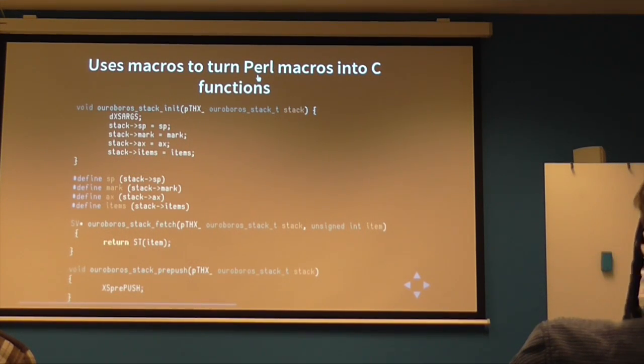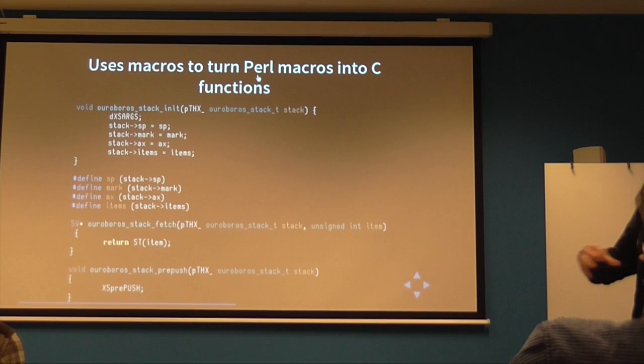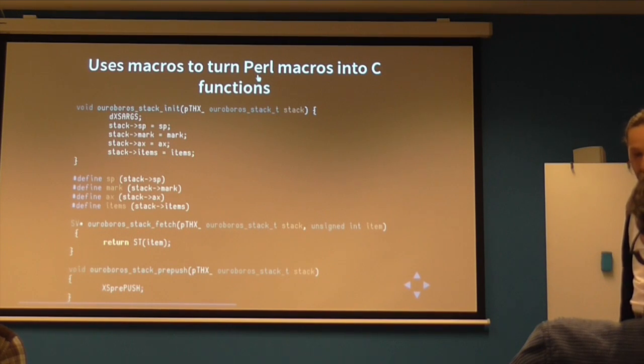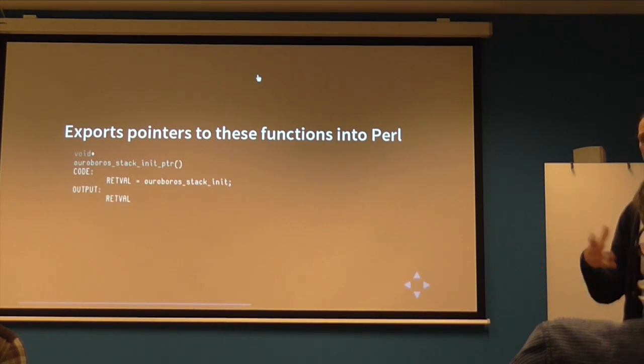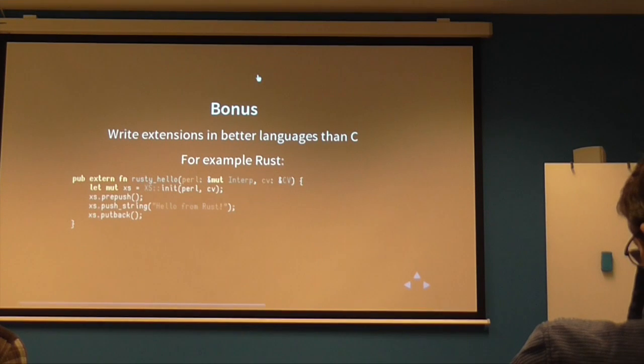dXSARGS was one of the problematic macros because it introduces a set of local variables into each XS function. I had to create a struct to hold them and use macros to fool the rest of the system to use that struct instead of local variables. And on the Perl side, Ouroboros exports pointers to these functions as numbers to Perl. These numbers then can be fed to your JIT system or something else to call them, to manipulate the Perl pointer that you get from Perl. And as a bonus, you can now use this library to write extensions in something better than C, like Rust.